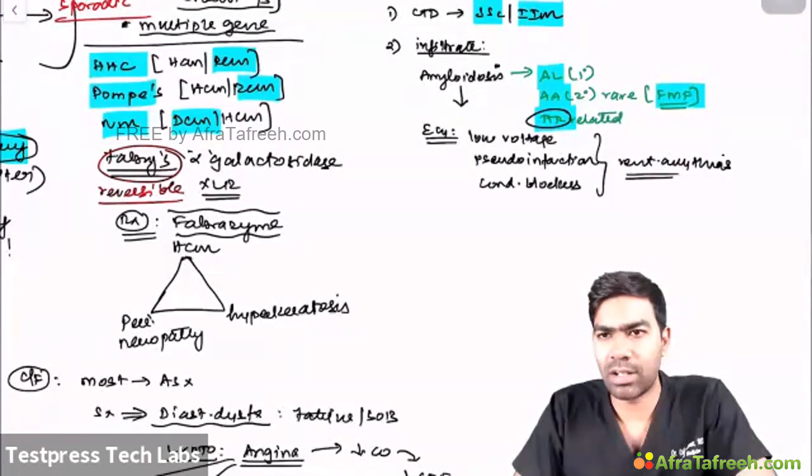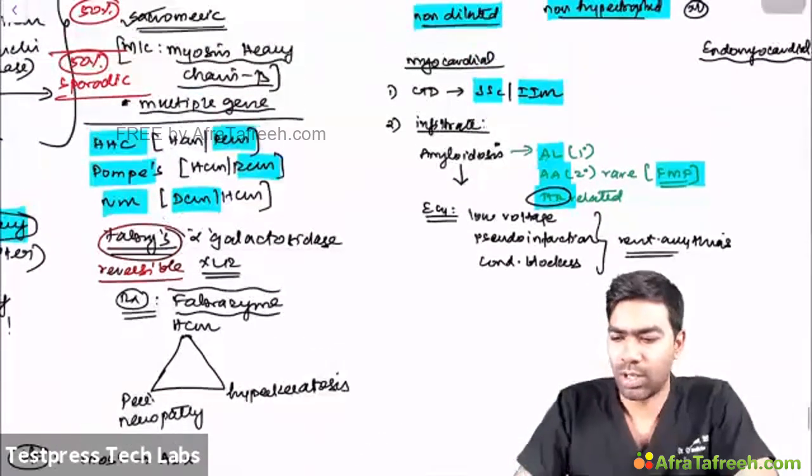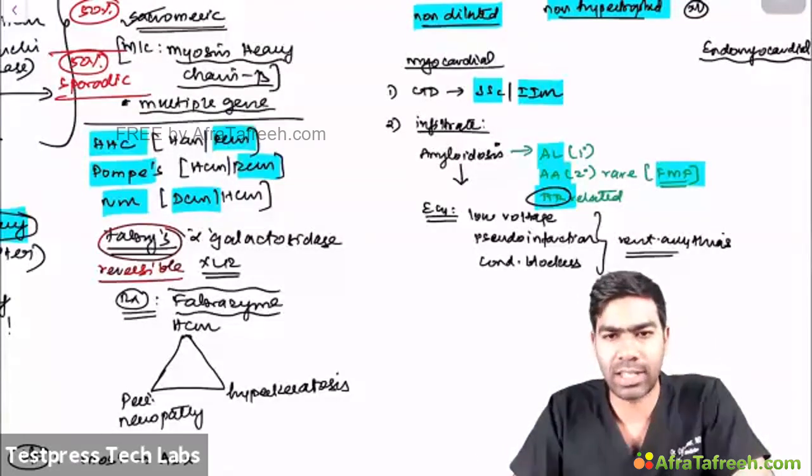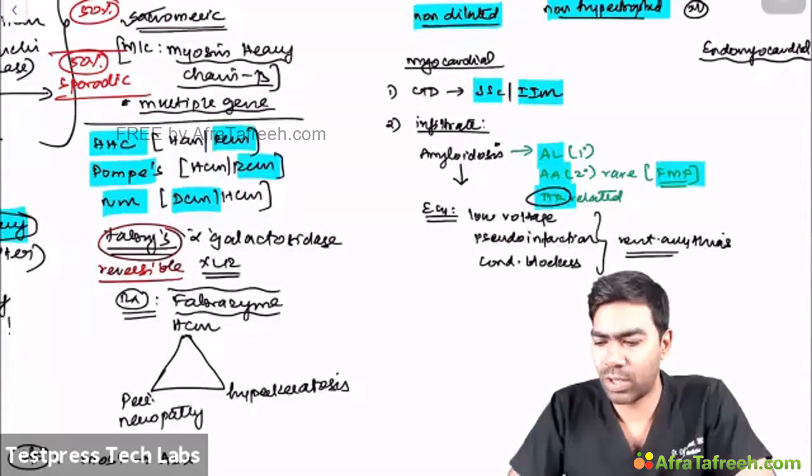Riju is asking, in chronic diseases, is it ATTR? No. TTR produces two things. One is called senile systemic amyloidosis, that is SSA, then the familial amyloidosis, that is FA. So that is only related to TTR.